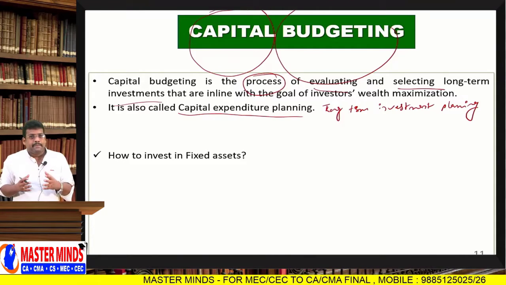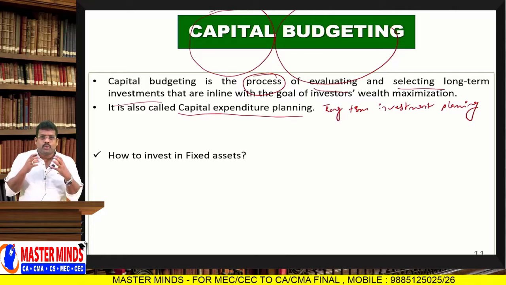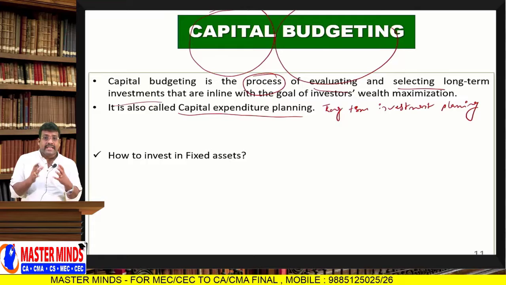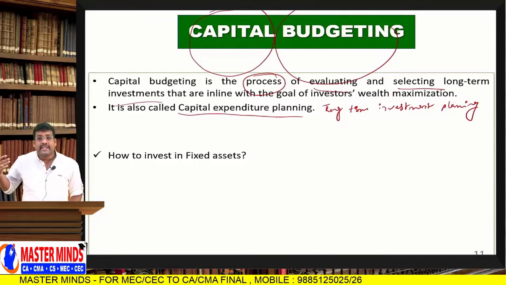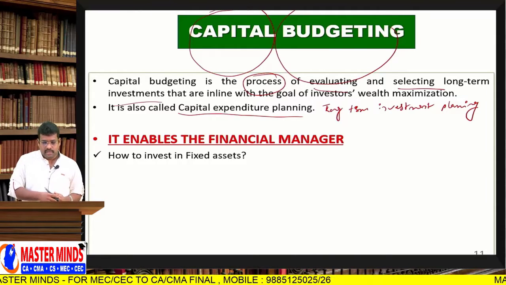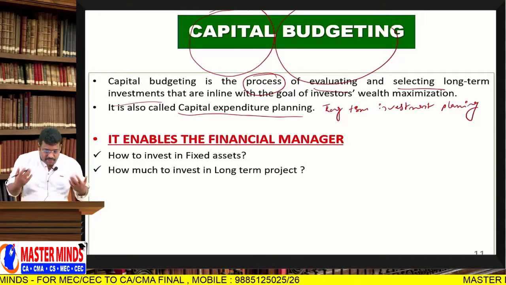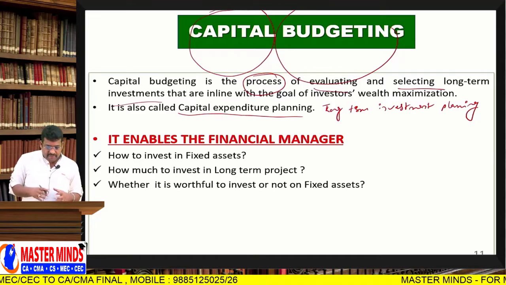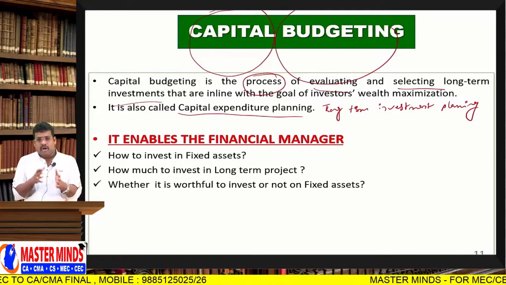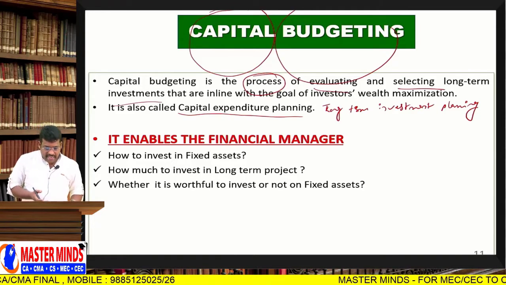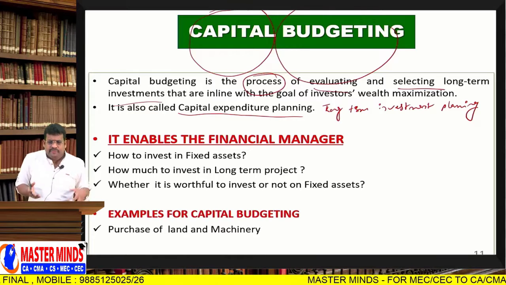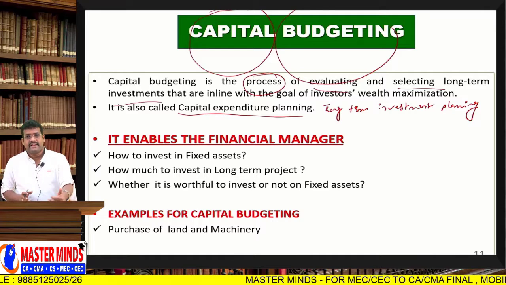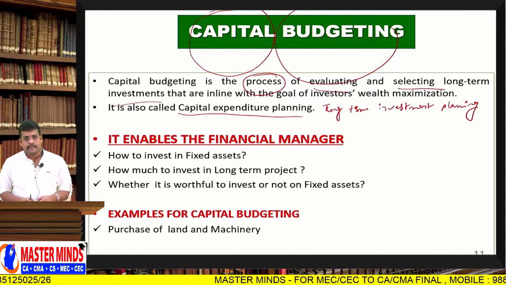So while learning capital budgeting as a CA student, what knowledge are you going to acquire? If you learn this, you can come to a conclusion on how to make investment in fixed assets, how much to invest of long-term funds, and whether it is worthwhile to invest or not in fixed assets. And finally, whether it is good for the organization to make the investment or not. Everything we can understand by learning this chapter.